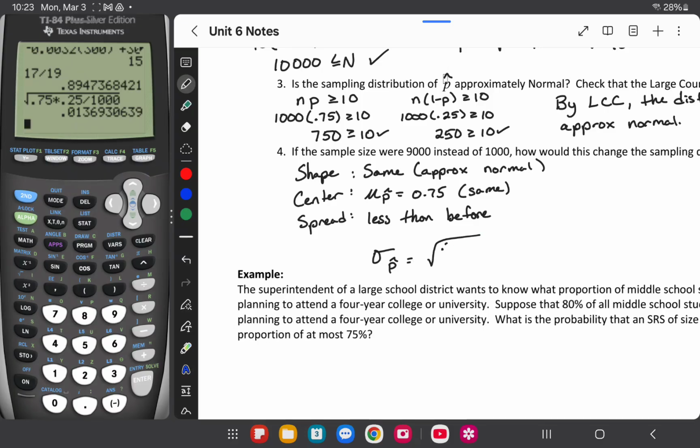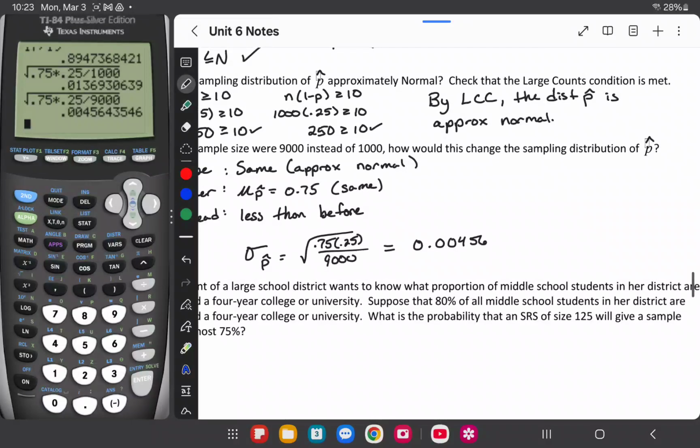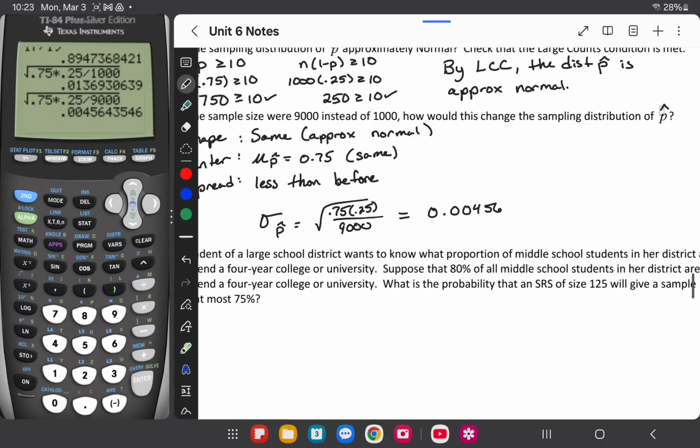So we'd have the same numerator, 0.75 times 0.25, but now over 9,000. And so if I go ahead and calculate that, I'm just going to use my previous entry on the calculator, change my 1,000 to a 9,000, and that's going to tell me that my standard deviation is 0.00456. So it's not 9 times less because it's under a square root.